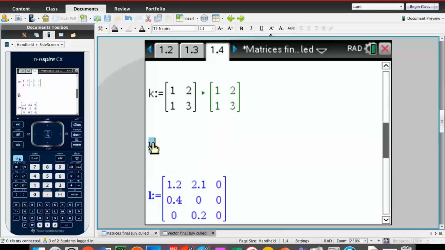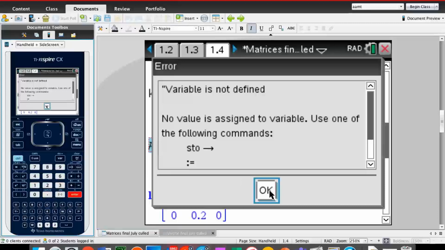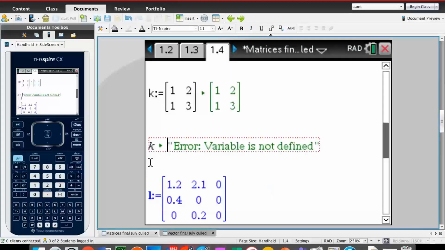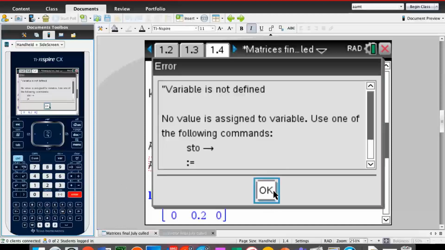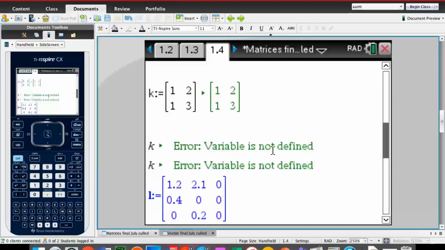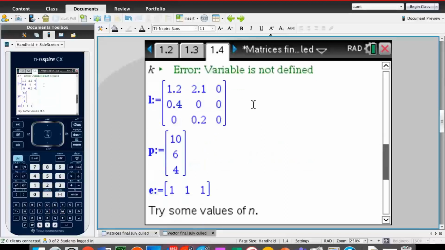Sorry, get that again. Sorry, I'm not doing something right there. We'll skip that. We'll go down to where our matrices are defined here already.